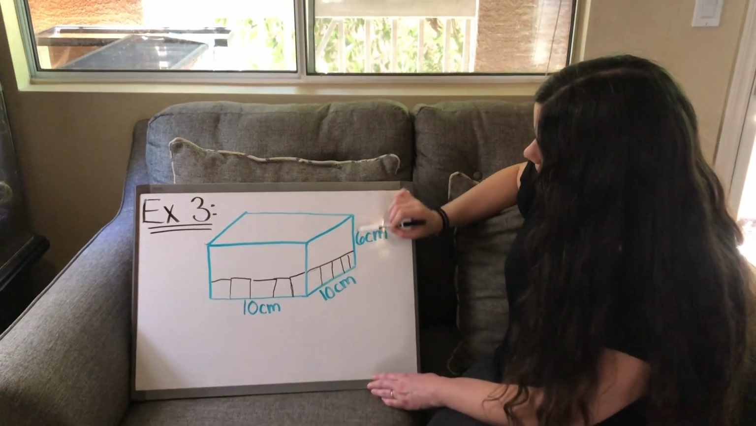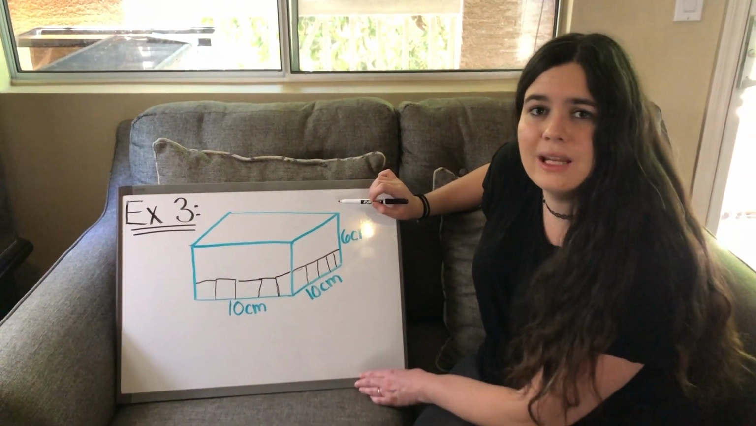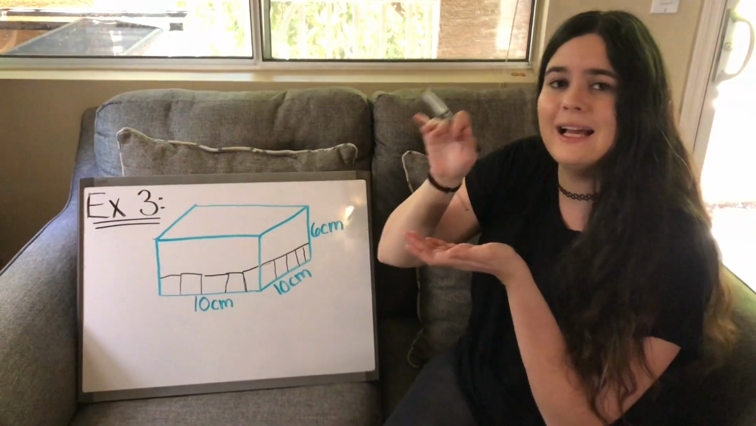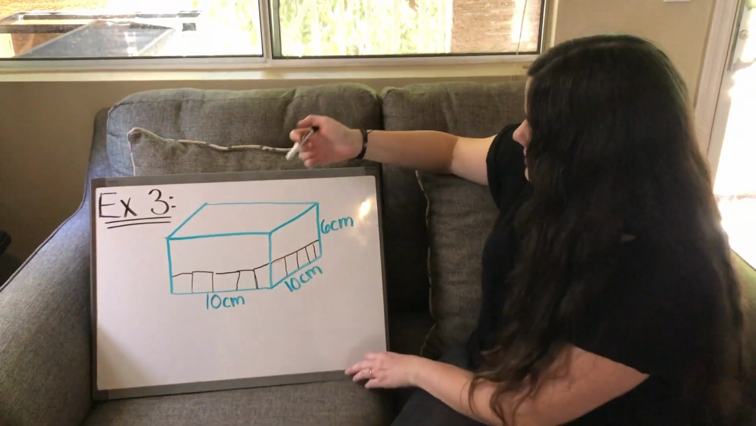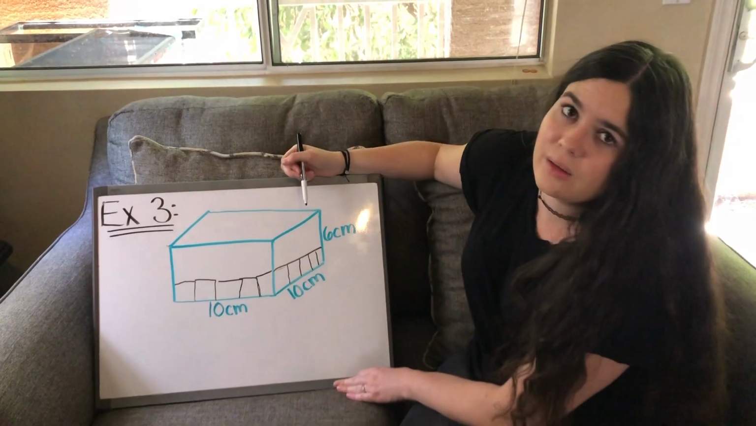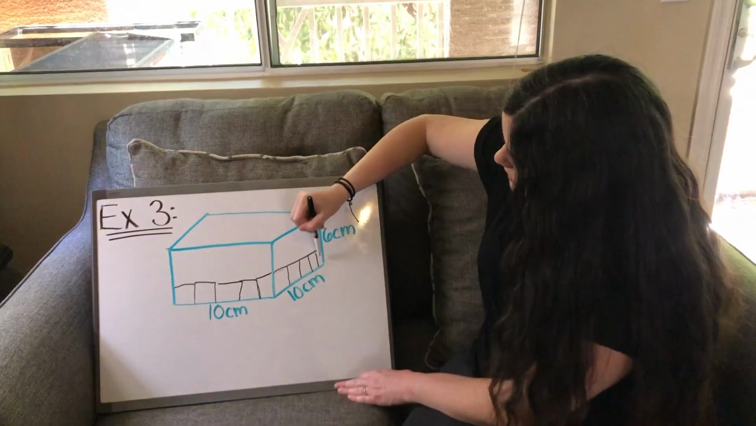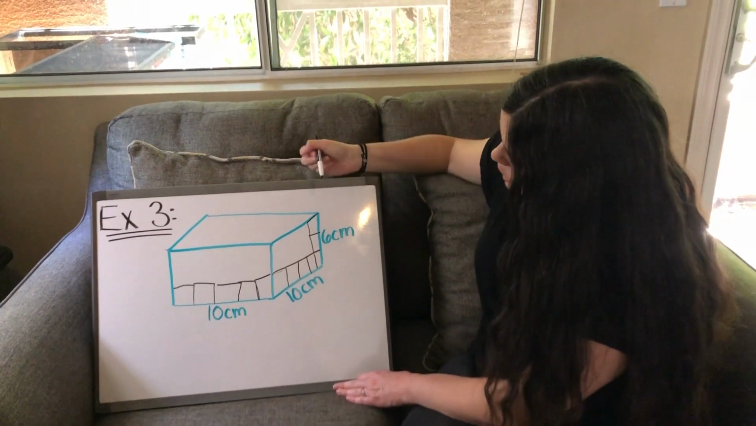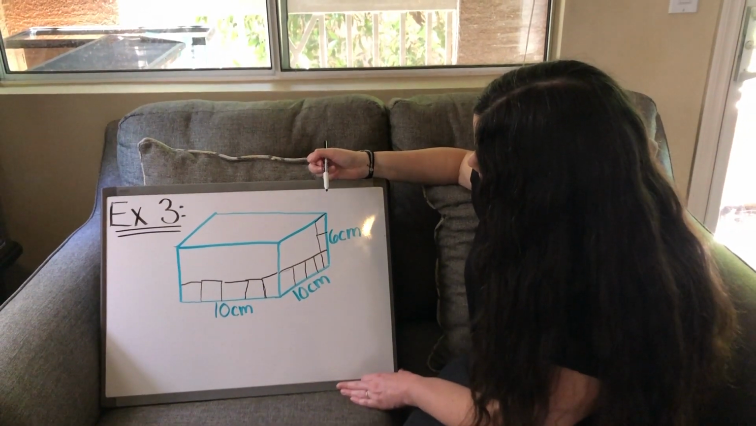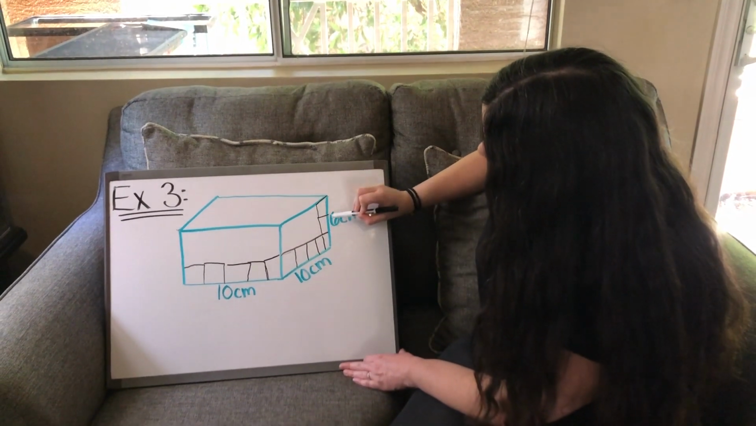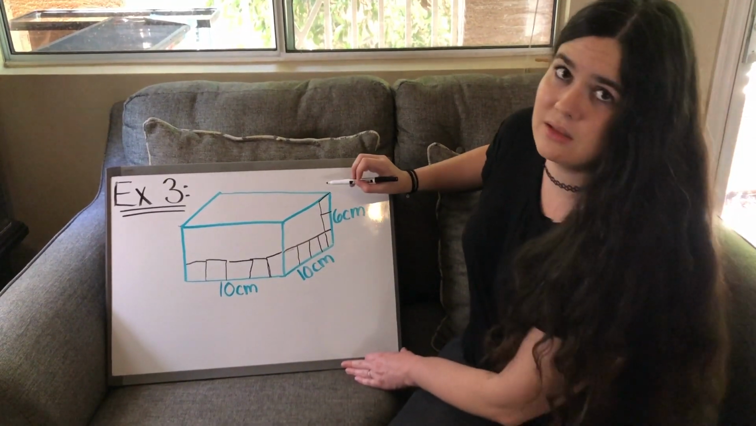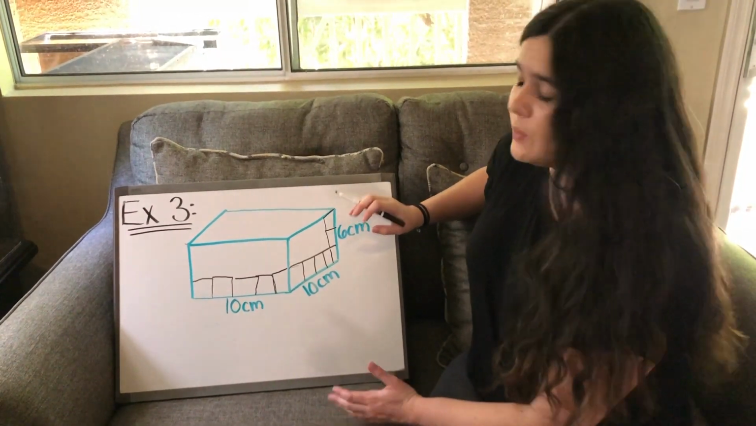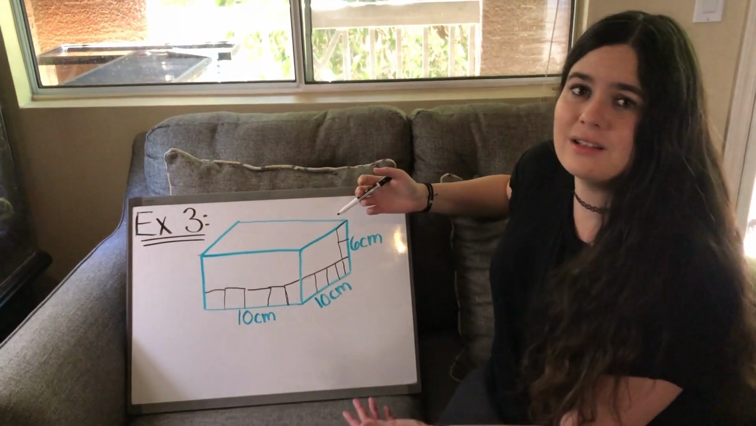Our height is 6 centimeters. So how many 2 centimeter cubes would we need to stack on top of each other to make a height of 6 centimeters? We would need 3. So we already have 1 drawn there. We're going to add 1, 2 more. Our height would be 2, 4, 6 centimeters. Now we know how many cubes we would need in each direction. So we can find the volume based on that information.